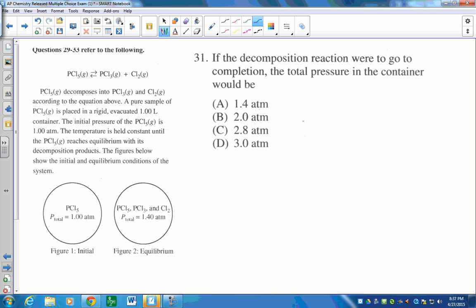All right, if decomposition were to go to completion, meaning not equilibrium, the total pressure would be: 1 mole of gas would turn to 2 moles of gas. If it went to completion, 1 mole of PCl5 would disappear and become 0. And these 0 moles in the beginning would go to 1s, and 1 plus 1 is 2. And so if it went to completion, not equilibrium, I believe that the pressure in the container would be 2.